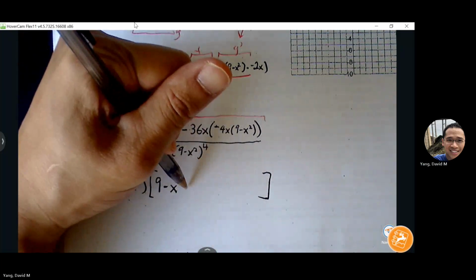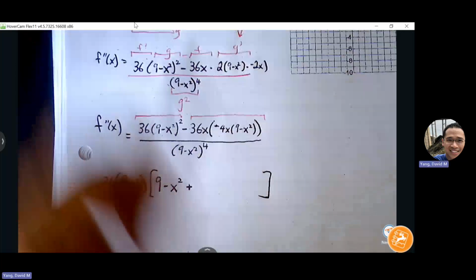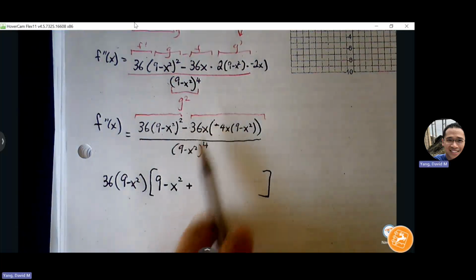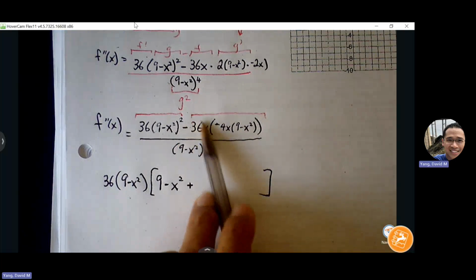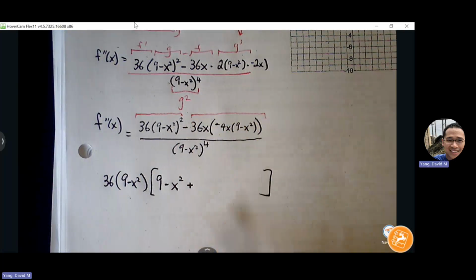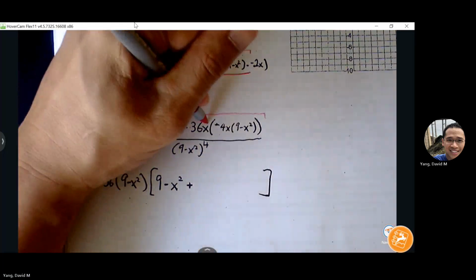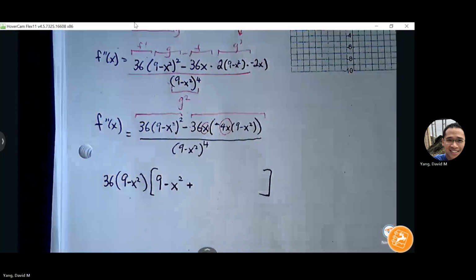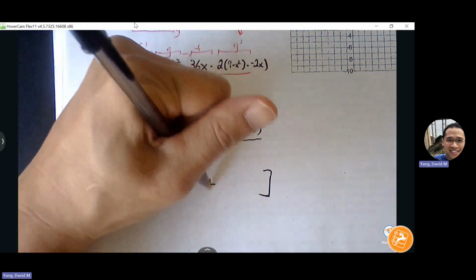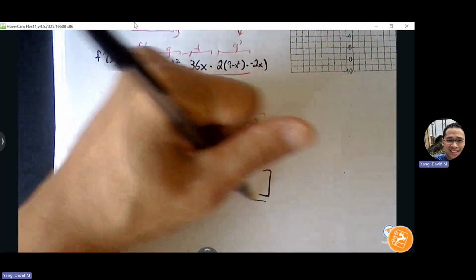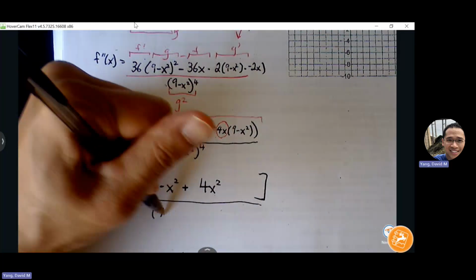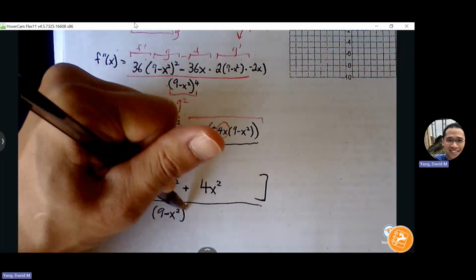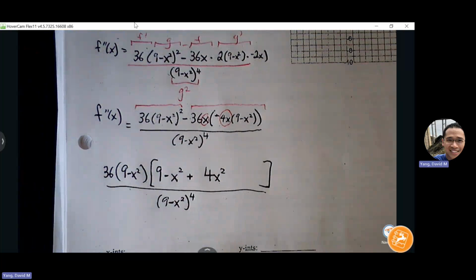I'm going to just go ahead and put a plus here because the negatives will cancel out. If I take out a 36 and a 9 minus x squared, what's left? The x squared and the 4x squared, right? So that becomes plus 4x squared. And that just speeds up the process a little bit into getting it into the factored form that we want to be at.